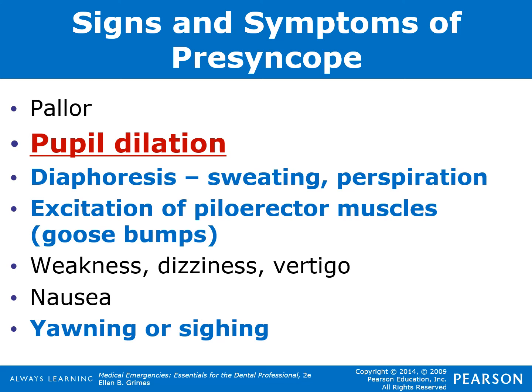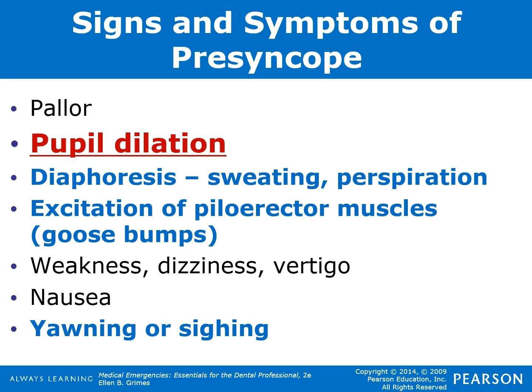Do you have any signs and symptoms of someone that's getting ready to faint? Sometimes you do, sometimes you don't. Sometimes they go through it so quick that you're not even noticing the pre-syncopal signs. So they could have pallor, they could have diaphoresis, which is sweating or perspiration, just little sweat beads on the forehead or something. They could have pupil dilation. Their pupils will get really wide. Excitation of the piloerector muscles, which are goosebumps, which help the hairs on your arms stand on end.